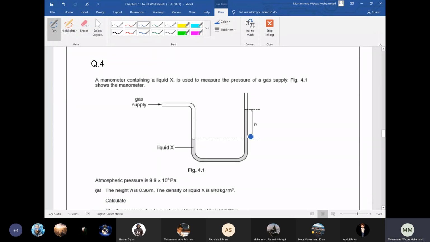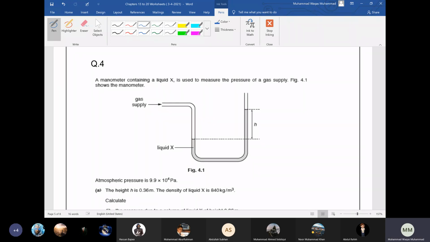Next, beta, a manometer containing a liquid X. You remember, beta, we studied about manometer? Beta, a simple manometer is used to find the gas pressure difference, right? And beta, simply you have to remember the height difference between the levels of the liquid gives the pressure difference. Right or wrong? Right, sir.